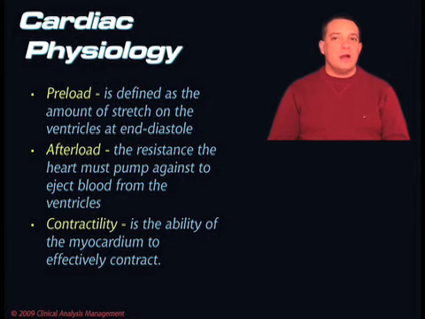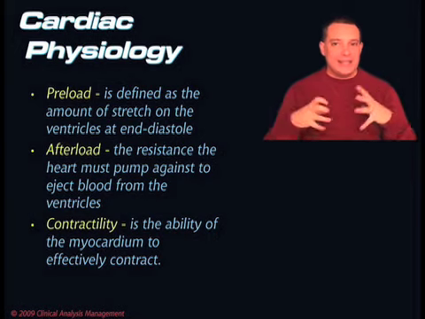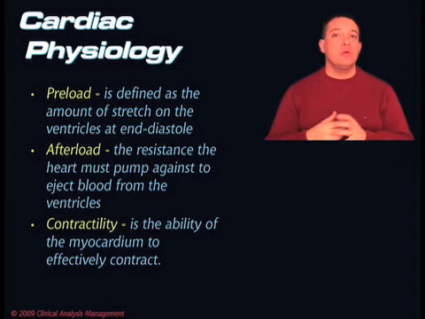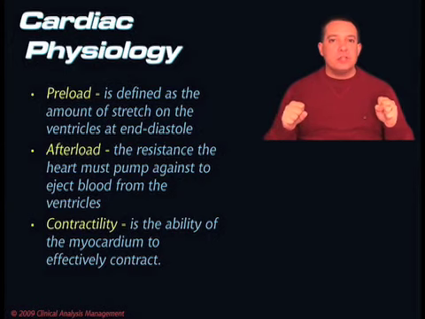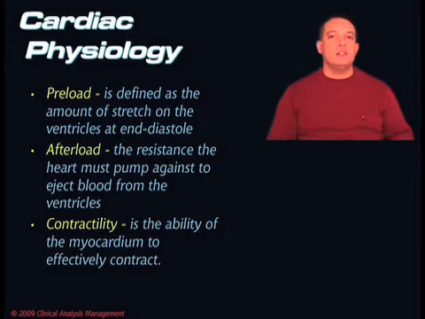Now, the other two components that play into our actual stroke volume are our afterload and our contractility. Afterload is what the heart has to push against to get blood out. So a good example of an afterload problem might be somebody who's all vasoconstricted. If all these blood vessels are really, really tight, it's going to be really hard for my heart to push out. And so when I push out, there's going to be less blood that's moving.